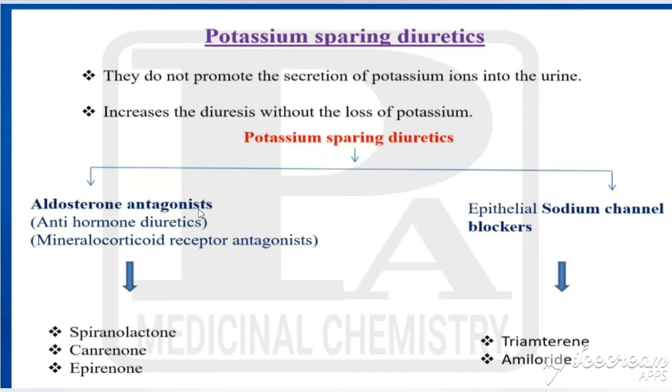The aldosterone antagonists are otherwise called anti-hormone diuretics or mineralocorticoid receptor antagonists. The examples under aldosterone antagonists are spironolactone, canrenone and eplerenone. Under sodium channel blockers, the examples are triamterene and amiloride.